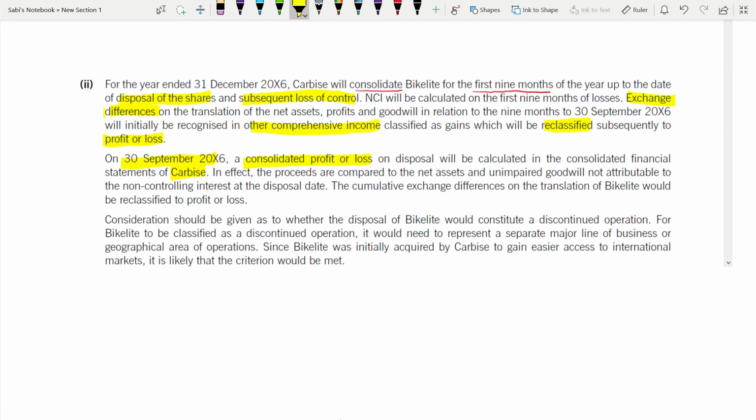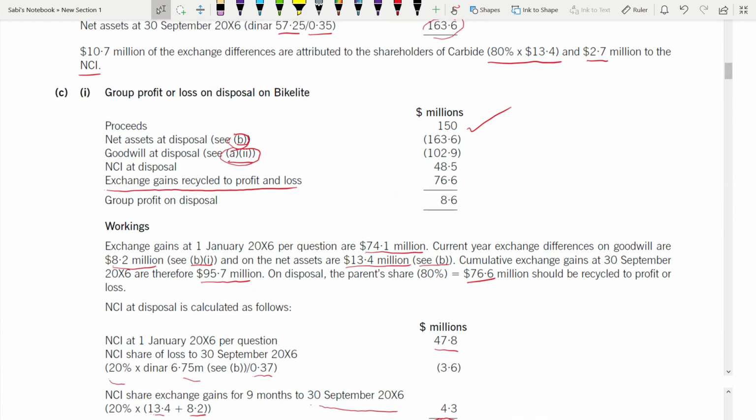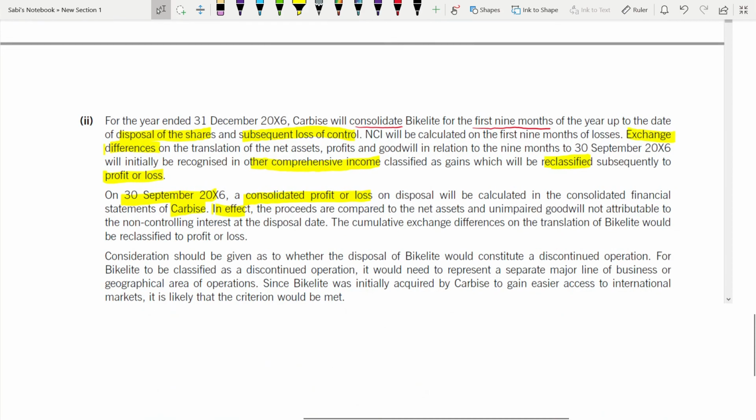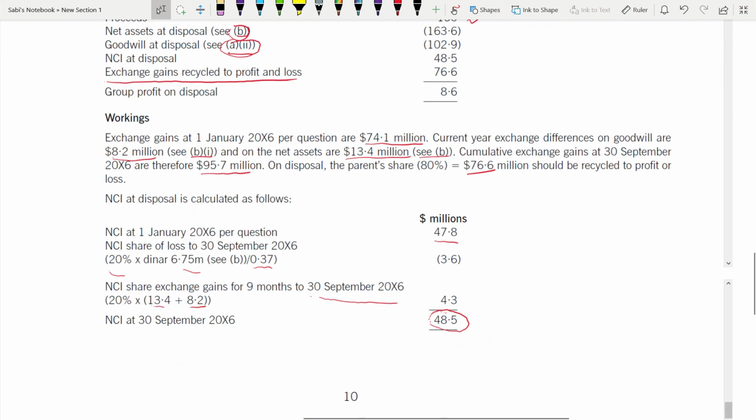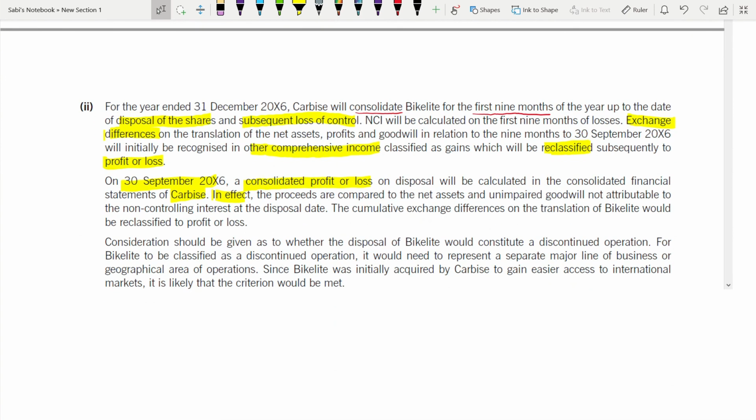This line, what is there? You are saying this only. This working, what you have done here: proceeds minus net assets minus goodwill plus NCI plus exchange gain. Because it's a group profit and loss, right? So that group profit on disposal will go in the consolidated profit and loss. That's why you're writing it. So the cumulative exchange difference on the translation of Bike Light would be reclassified to P&L.